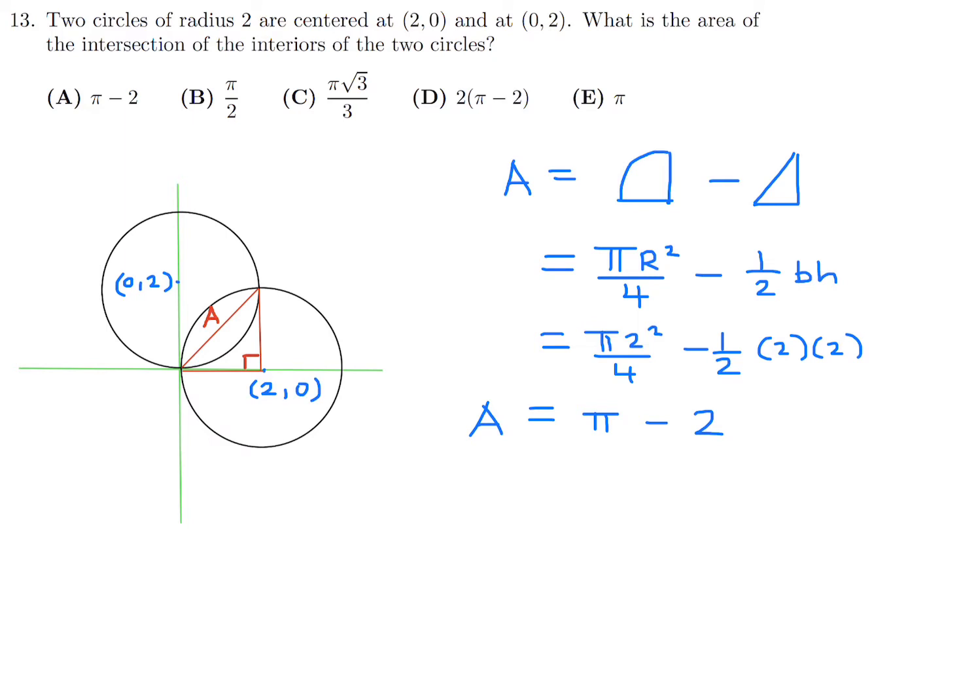Now, what I'm interested in is this full area, this whole common area. And that common area basically is 2A. So 2A would be equal to 2 times (pi minus 2). And that is, for number 13, choice D.